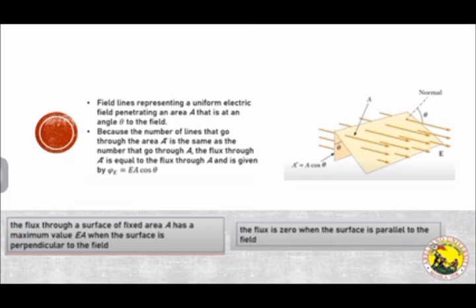When the normal to the surface is parallel to the field, that is theta is equal to 0 degrees, and the flux is 0 when the surface is parallel to the field. When the normal to the surface is perpendicular to the field, that is the angle is equal to 90 degrees.